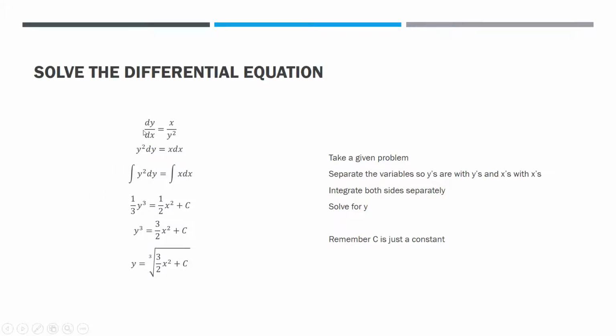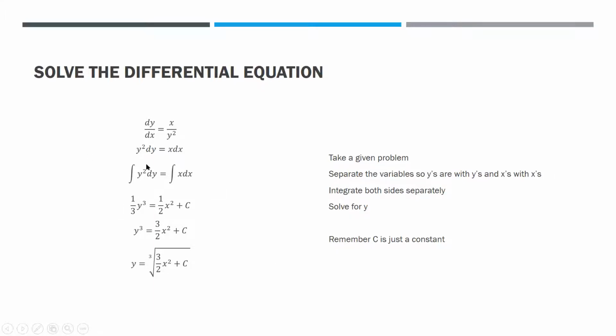So here's just another example. We have dy dx equals x over y squared. And then what we did is I multiplied both sides by y squared. I left the x. You're going to integrate both sides. Your rule is to add the power and then divide by the power. And then you just work backwards and solve for y.